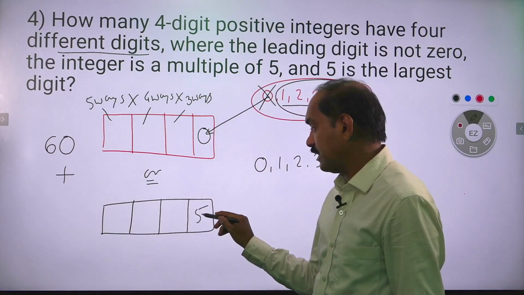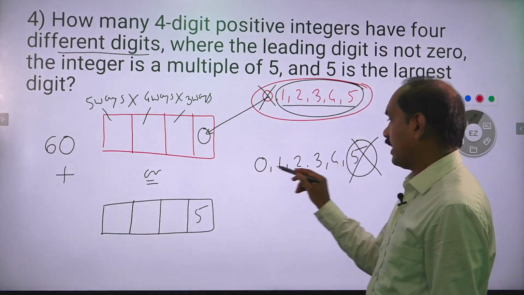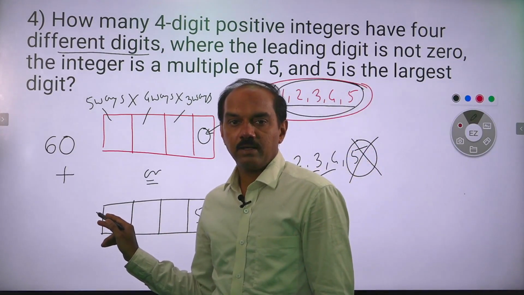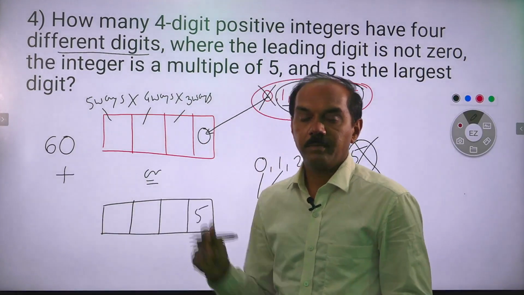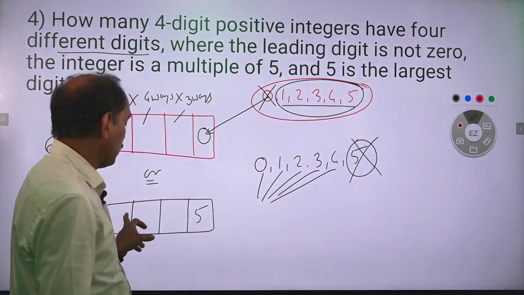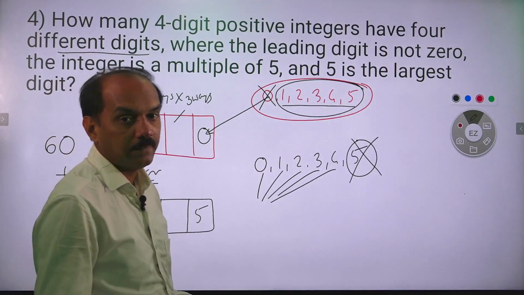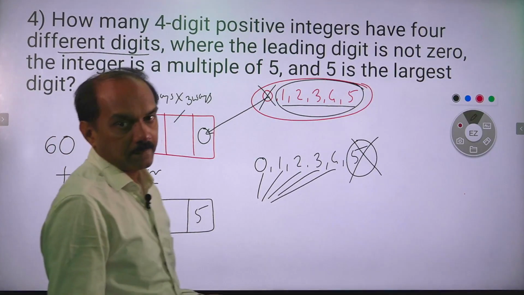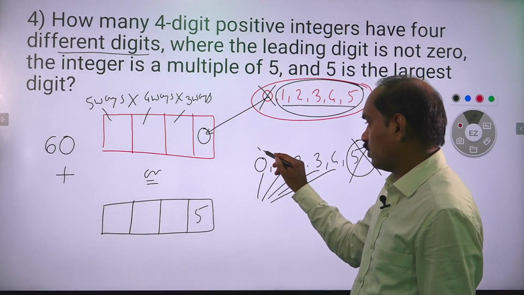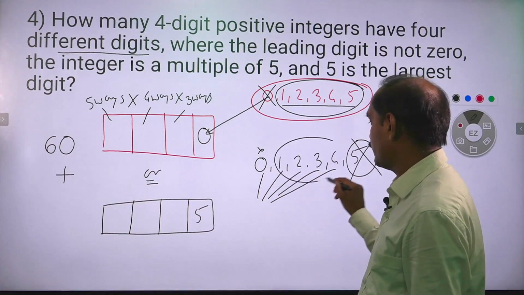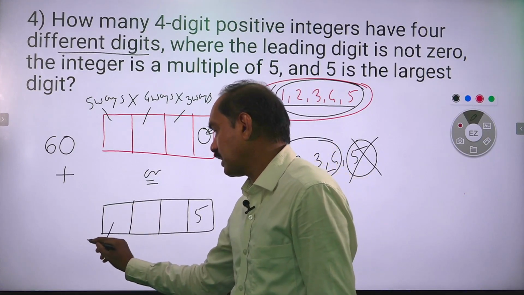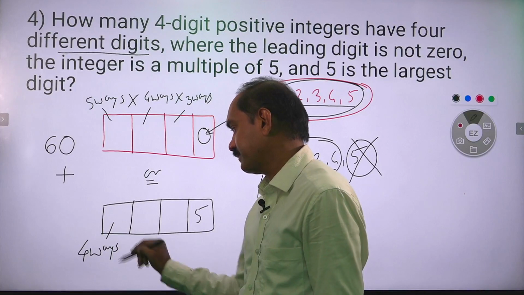Now forget this place, forget this 5. Now we are left with 0, 1, 2, 3, 4. Can you write 0 here in the beginning? No. That is clearly mentioned in the problem. 0 should not lead, meaning 0 is ruled out. If you write 0, then it will become only a 3-digit number, right? Therefore 0 is not allowed in the very first place. So if you neglect this 0, then any of these 4 can come here. You can write 1, 2, 3, or 4 here. This box can be filled in 4 different ways.